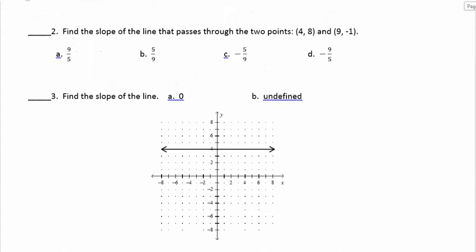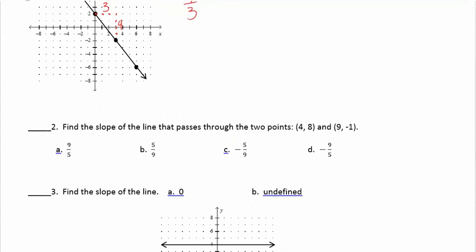Number 2, we're finding the slope of the line that passes through those 2 points. So we're using the formula y2 minus y1 over x2 minus x1. So that's -1 minus 8 over 9 minus 4. That's -9 over 5. Doesn't reduce, so the answer to number 2 is D.